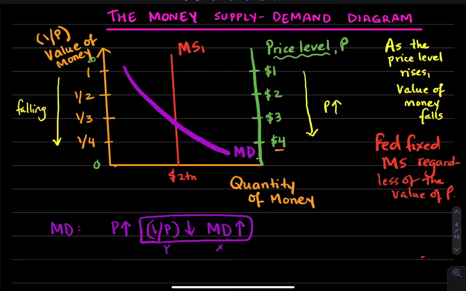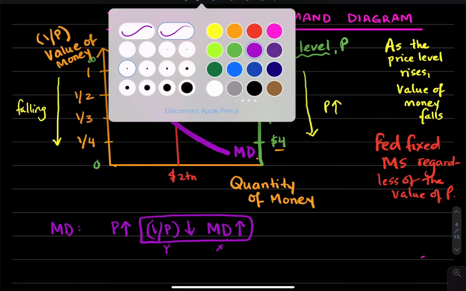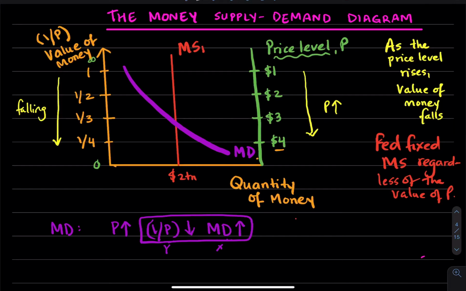Now, we want to understand what happens if the quantity of money increases in the system. Okay, so what happens if there is a monetary injection?